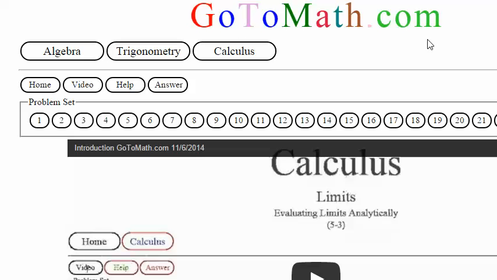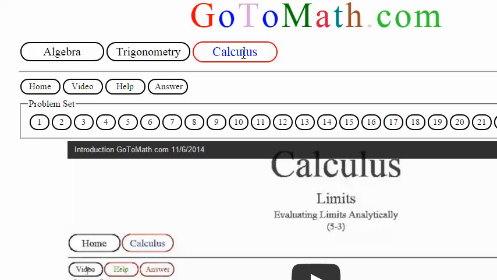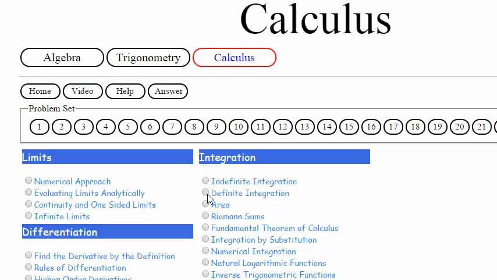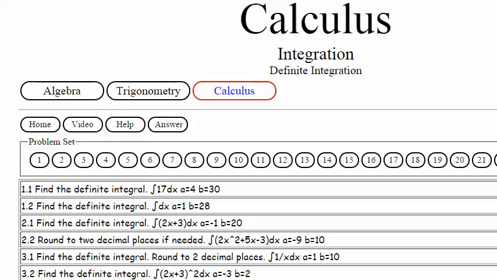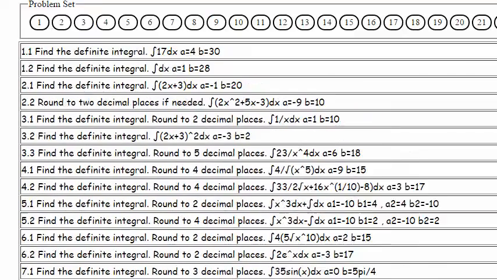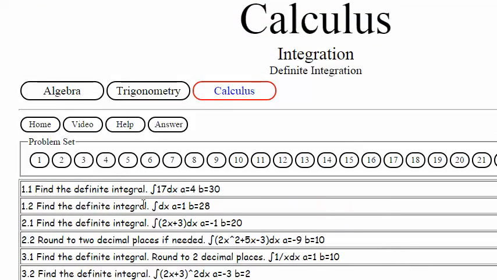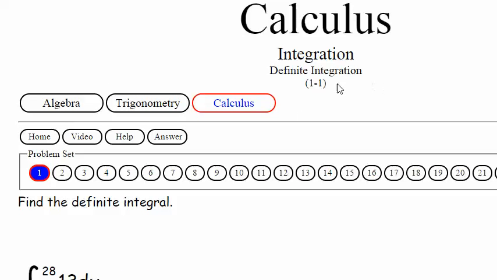We're at gotomath.com working some calculus. So let's click on the calculus button and go down to definite integration. And of course, since it's the first problem, this is the problem list we've got going on here. Let's click on 1.1, which is 1-1 here.